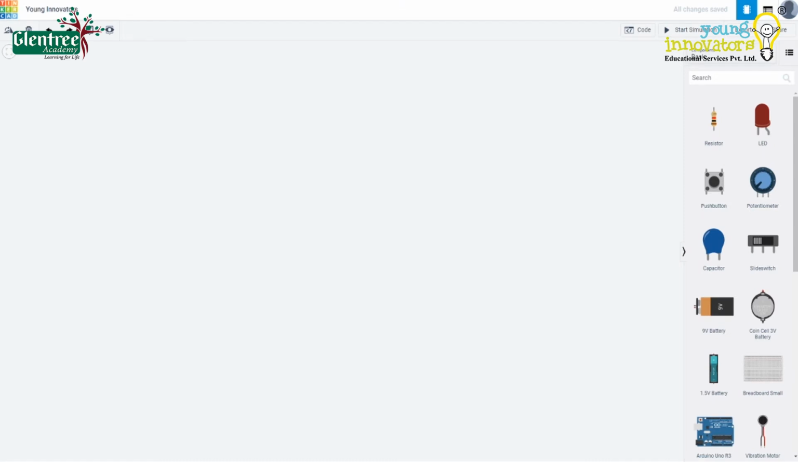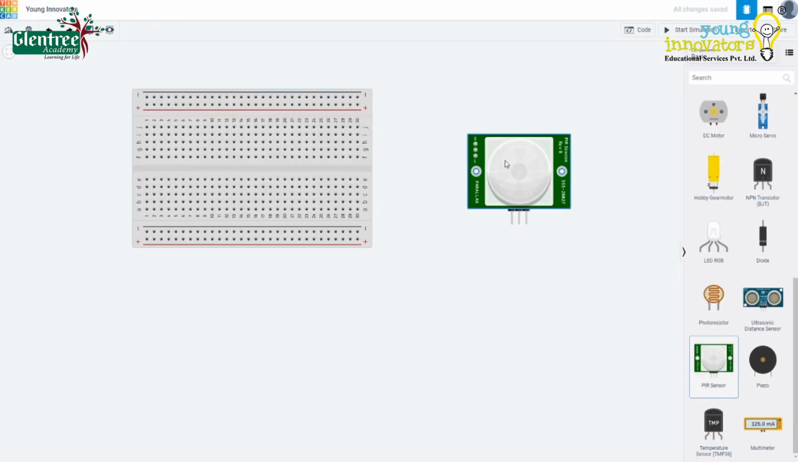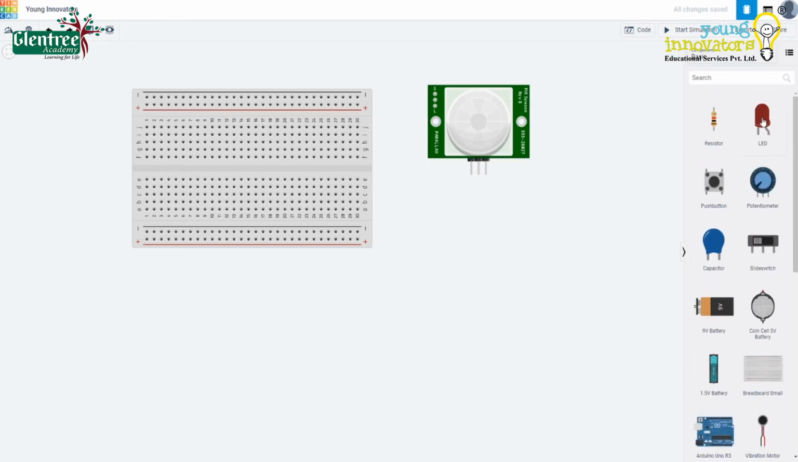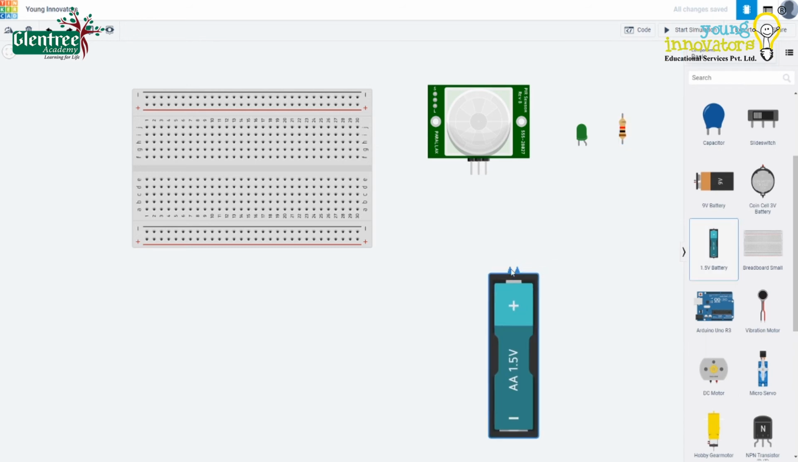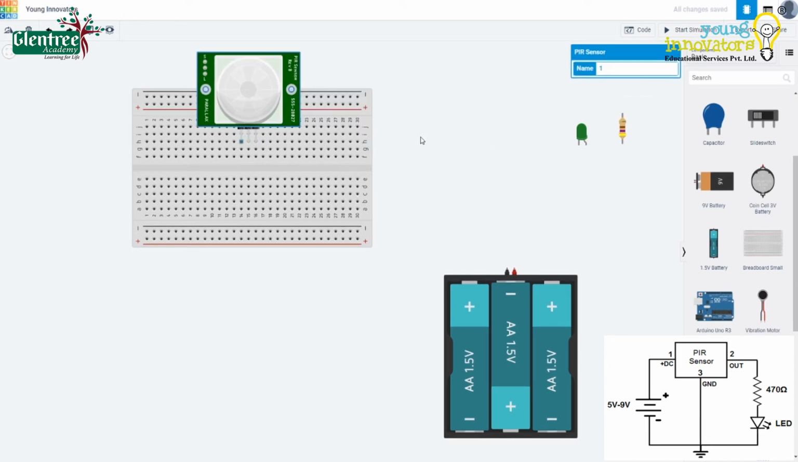The components needed for the circuit are a breadboard, a PIR sensor, an LED, a resistor and a battery. We will take 470 ohm resistor for the circuit. Let's connect all the components now. Let's place the component on breadboard as needed.